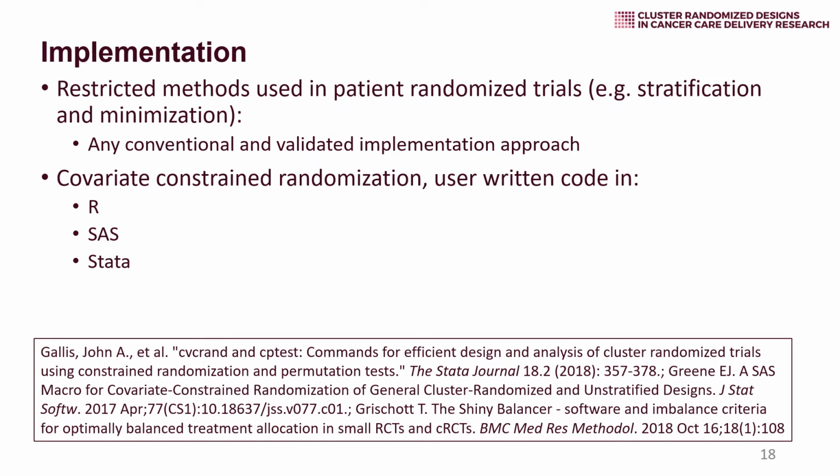How do we implement these methods? Well, we can use restricted methods used in patient randomized trials, so stratification and matching. And in those settings, any conventional validated implementation approach that is used in patient randomized trials is absolutely fine. For those methods that are specifically for cluster trials, we do have to find specific implementation methodologies. For covariate constrained randomization, for example, R code and SAS code and Stata code as well exist to allow people to implement those methods.